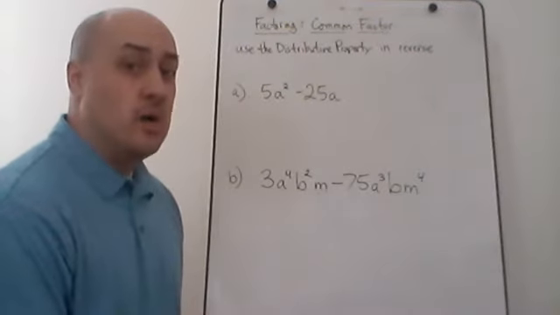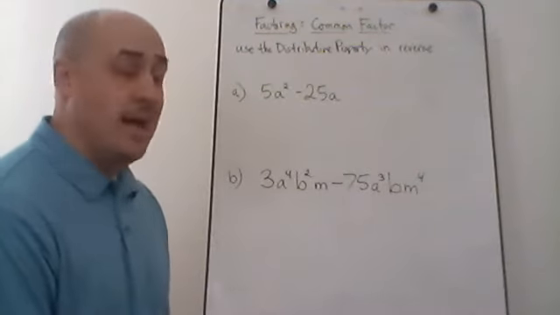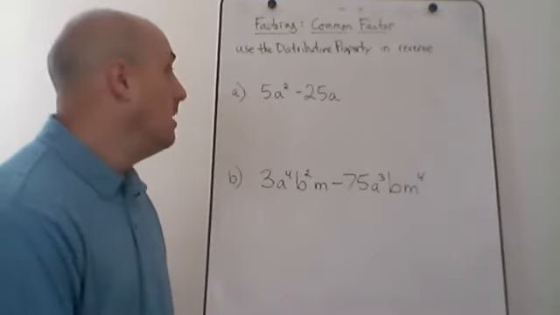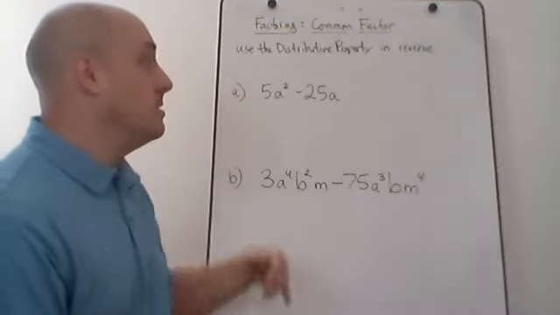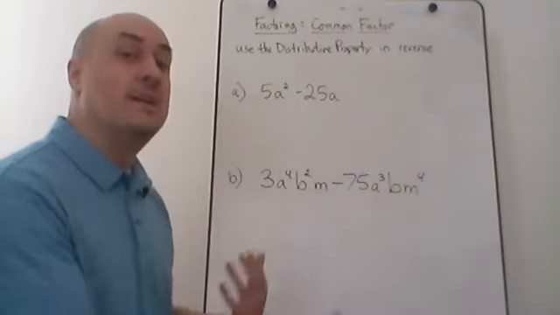All right, in this video, we're going to talk about factoring an expression by pulling out a common factor. When we factor by pulling out a common factor, basically what we're doing is using the distributive property in reverse.